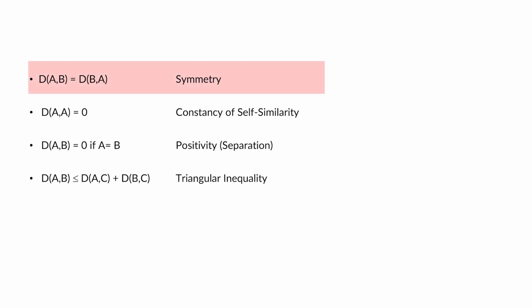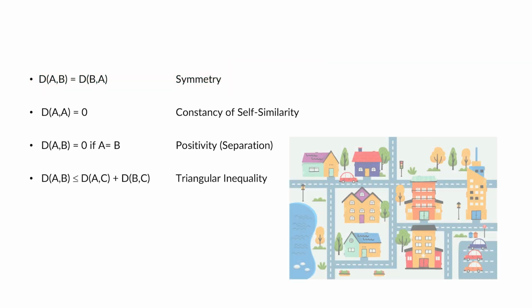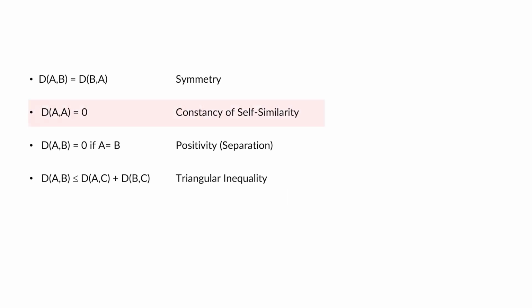The property of symmetry, which tells you that the distance from going from A to B is the same as going from B to A, the property of the constancy of self-similarity, so the distance from A to A has to be equal to 0, and the property of separation or positivity, that tells me that if the distance is 0 from A to B, then B has to be equal to A.